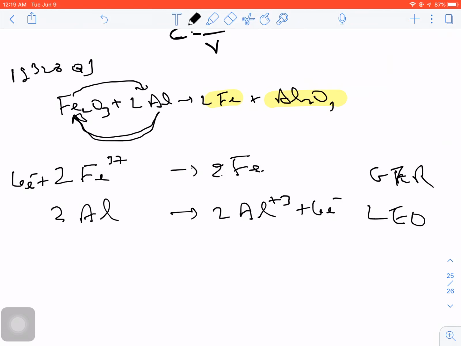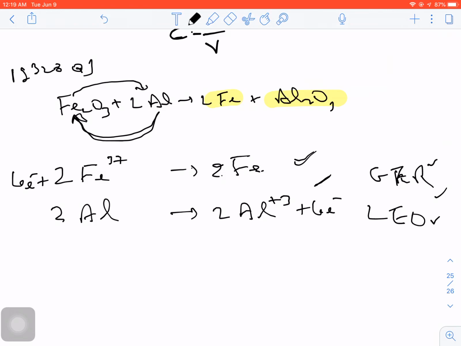Okay, so the question says, write the half reactions. So we've just done our half reactions. There's 1 and there's 1. And it says which one is being oxidized and which is reduced. The aluminum is oxidized and the iron 3+ is reduced. Okay, so there's 1, 2, 3 marks for the test. Right, a mark for this, a mark for this, and a mark for saying which is GR and which is Leo. All right, so 3 marks on the next test for that question.